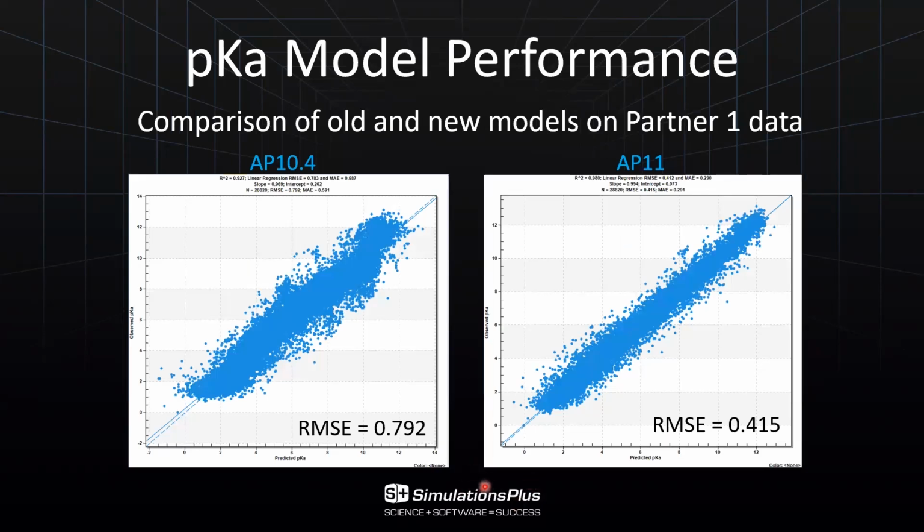The improvement is more dramatic if you look only at the new data. Here focusing on the largest set from partner 1. This is roughly 30,000 ionization constants. Predicting these data using the prior 10.4 model yields an RMSE of about 0.79, but that drops down to just about 0.41 with the new model. So a very satisfying overall improvement.